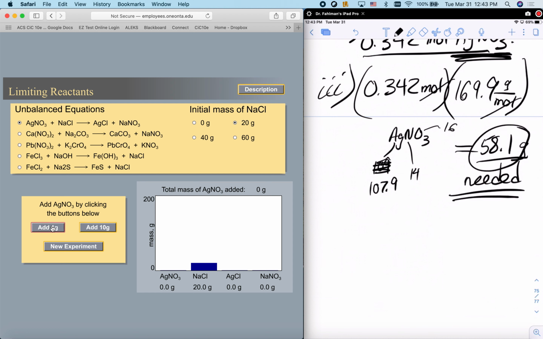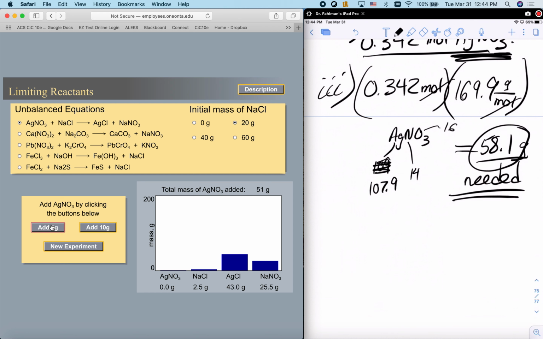And so what this little website does is now we can add in silver nitrate. If we just add a few grams, let's add 5 grams of silver nitrate, you see that now we're starting to generate products. And notice what happens to sodium chloride as we add the other reactant. It's going down, isn't it? 16.6, 16.2, 15.9. As we keep adding, the sodium chloride's going down. Now we're at 5.9 grams, and notice the products are going up.